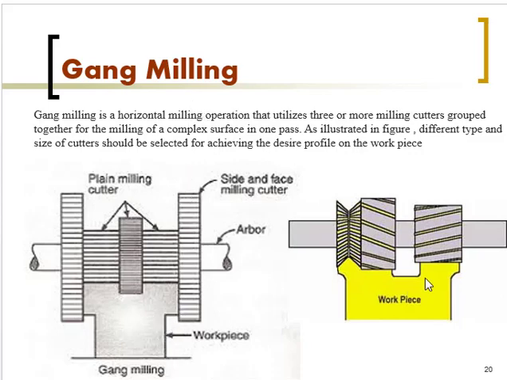Here in this workpiece we have angular milling here, face milling here, and planar slab milling here. So everything will be done in a single pass, or at the same time. That is called gang milling. As illustrated in the figure, different types and sizes of cutters should be selected for achieving the desired profile on the workpiece. So based on the desired profile, we select the different types of cutters and subject the workpiece to the machining operation, and that process is called gang milling.